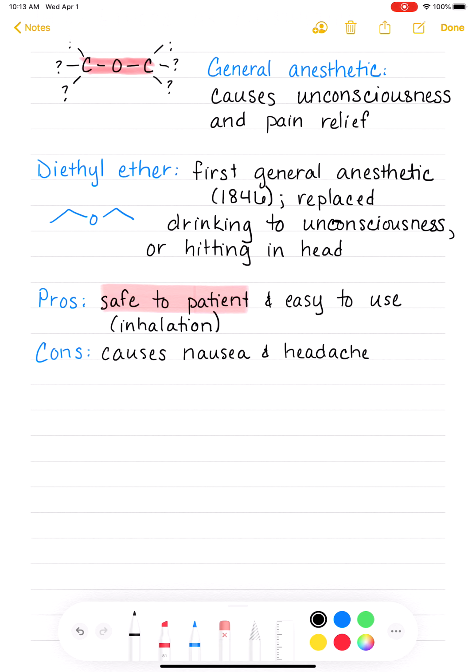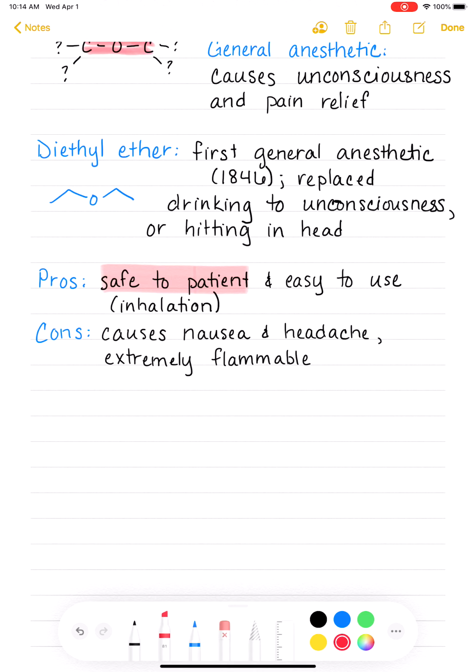The bigger con of diethyl ether is that it is extremely flammable. Not just the liquid itself, but the vapors that come off of the diethyl ether, the thing that the patient is inhaling, are very, very flammable. So even if you're being very careful, a tiny little spark is enough to ignite a really big fire in an operating room, which makes it really not an ideal anesthetic at all, just because of its extreme flammability.